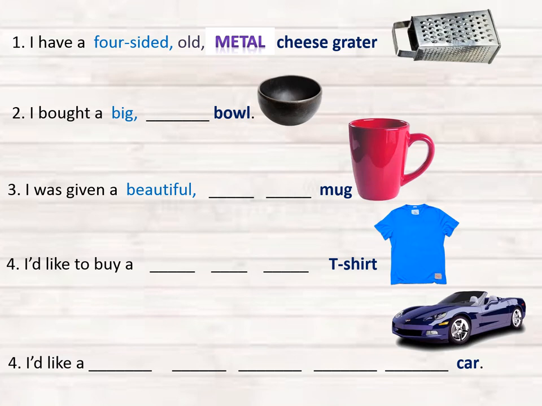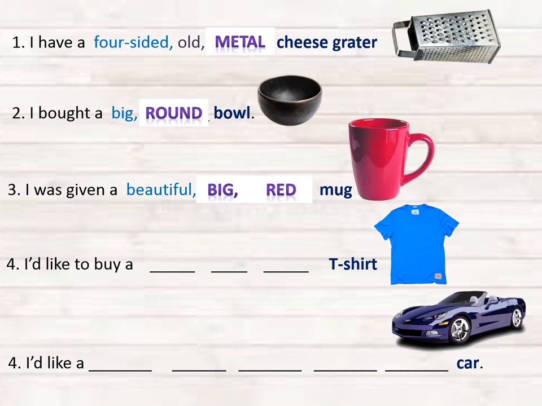Number two, I bought a big bowl. So big has to do with size. So we need an adjective that has to do with age, shape, color, origin, or material. So something that comes after size, for example, old, age, shape, okay, round, color, black, etc. And you can have origin, Moroccan, material, wood, etc. So I bought a big round bowl. Yes. Number three, I was given a beautiful mug. So beautiful has to do with opinion. So we need adjectives that come after opinion. Size, age, shape, color, origin, material. So we can say, for example, big, red. So size and color. So I was given a beautiful big red mug.